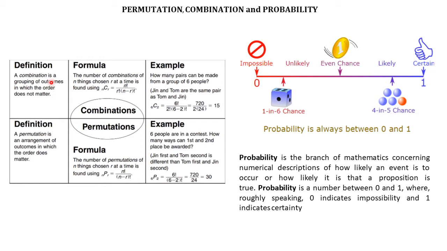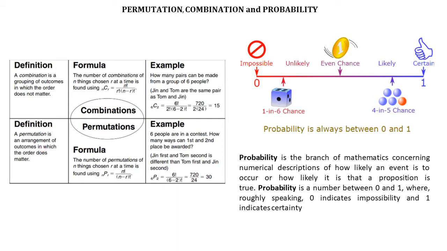Okay, the combination is grouping of outcomes in which the order does not matter. So the combination, order does not matter, while the permutation, the order does matter.